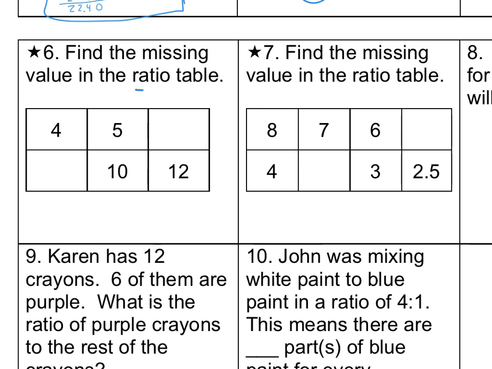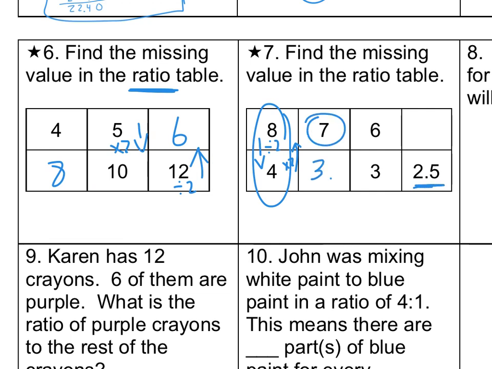But remember, we're doing ratio tables, so we're dealing with multiplication and division. This is times 2 to go down. So what would it be to go up? Divided by 2. So this will be 6, this will be 8. Here, right, our relationship going down is divided by 2. Our relationship going up is times 2. So we're going to have some decimals here because an odd number divided by 2 is going to be 3.5, and then 2.5 times 2 is going to be 5.